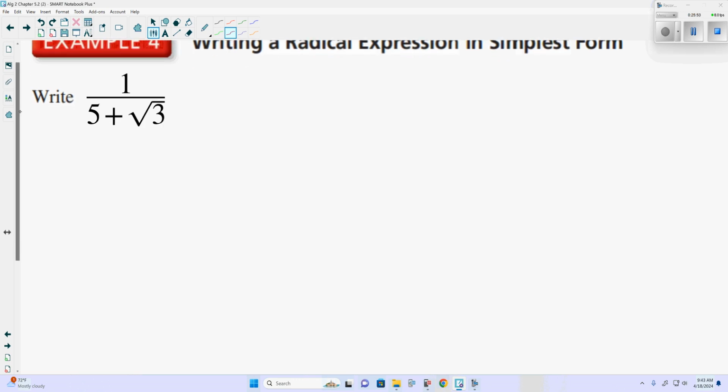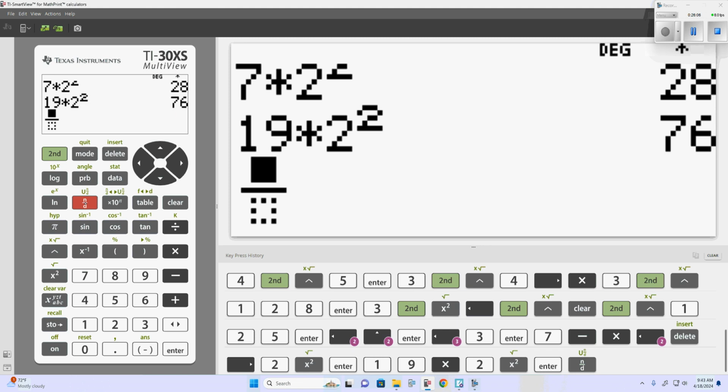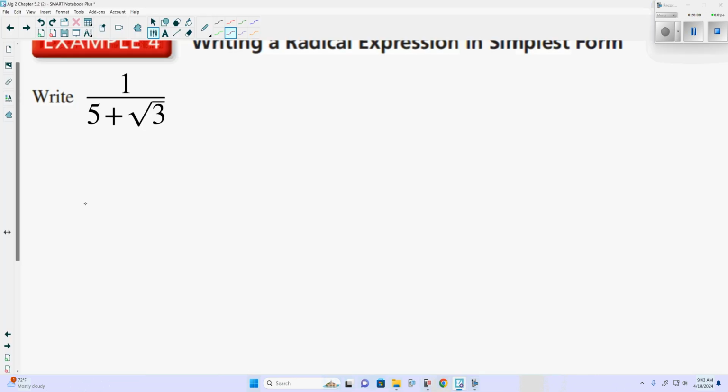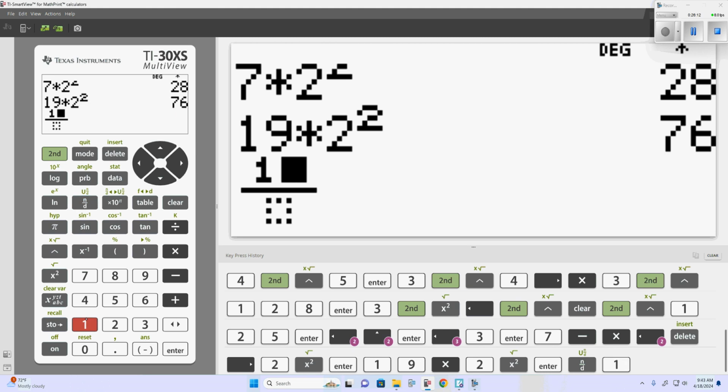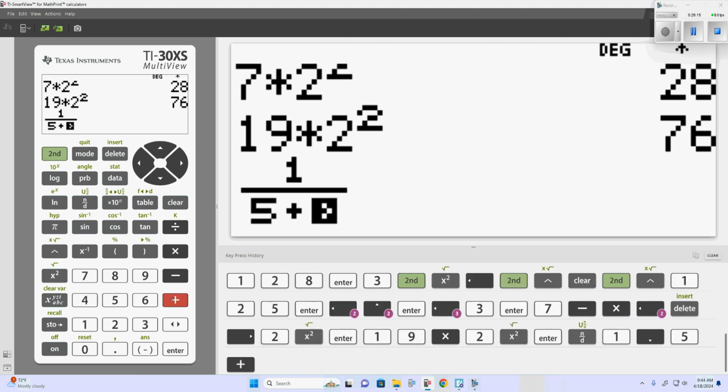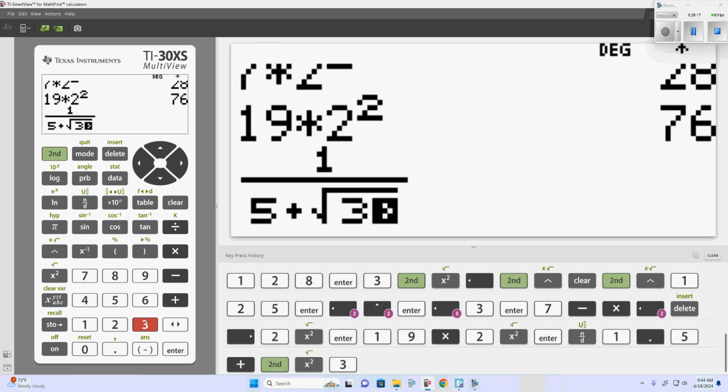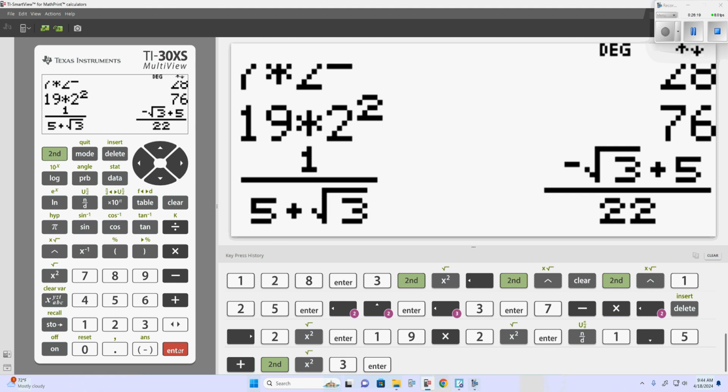We need to write this in simplest form because we can't have a radical in the bottom of the fraction, yes? And up to this point, especially the last four, the calculators have been not helpful. Let's see here, 1 plus 1 over 5 plus the square root of 3. Probably, as everything's been going, this is not going to give us a nice answer. It's going to give us a decimal or something like it, yes?